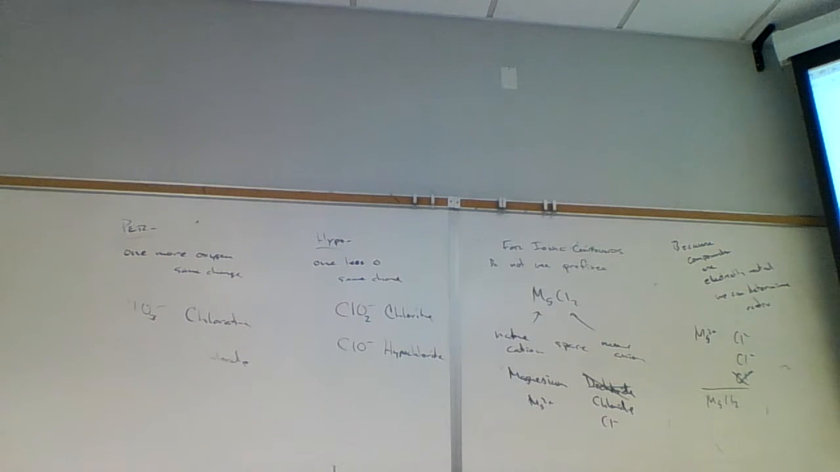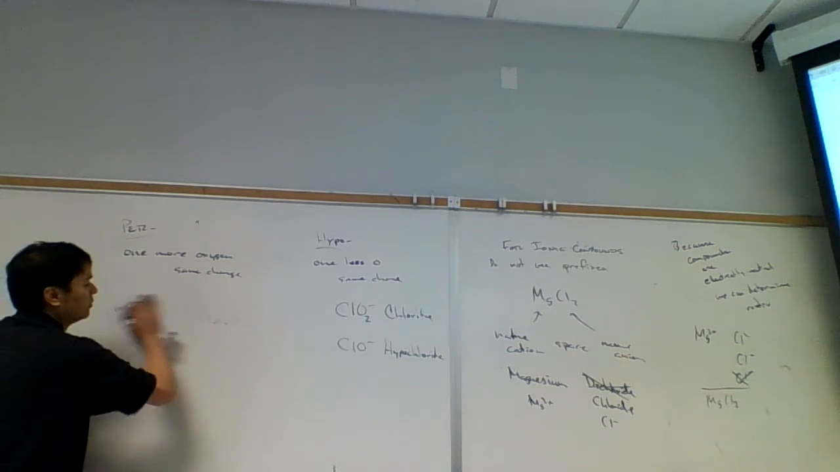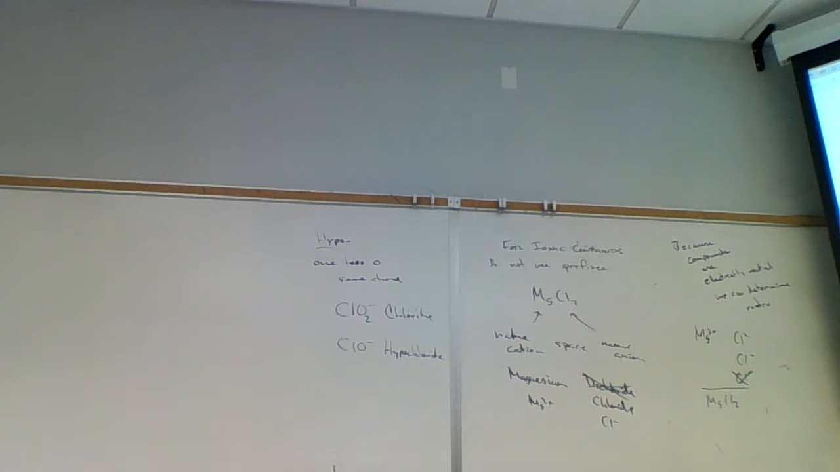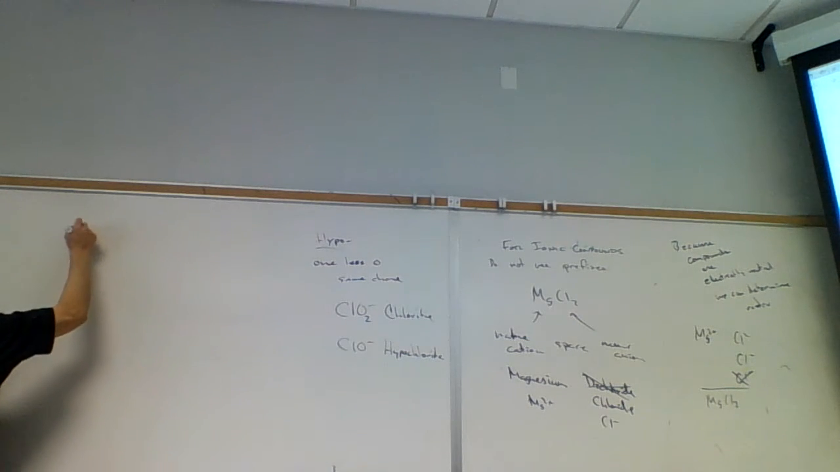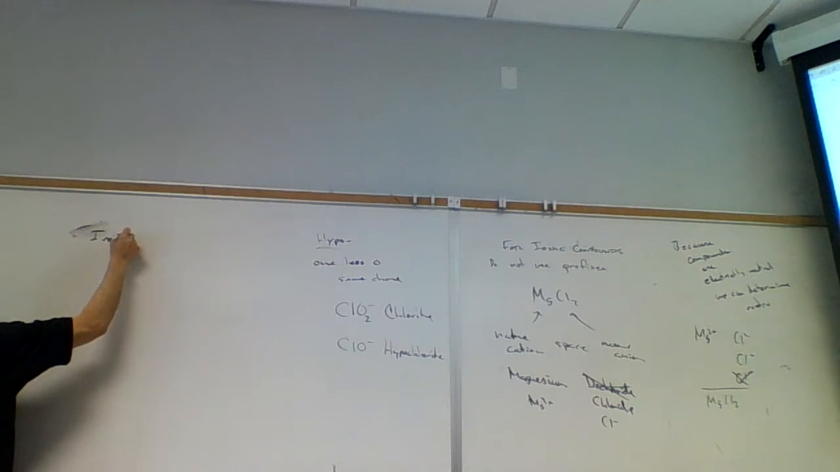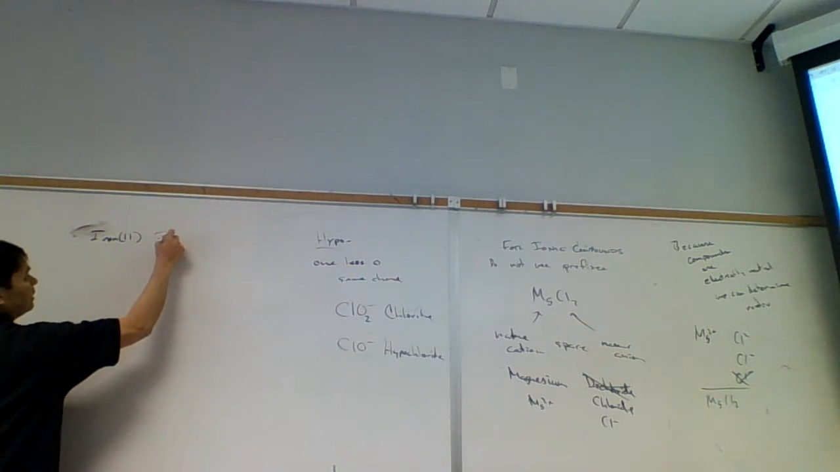You can also do it by flipping the charges and crisscrossing them to get the ratio. That works as well. I like to do it this way, but you can always do it that way too. So let's go to something like this. Iron(II) phosphate.